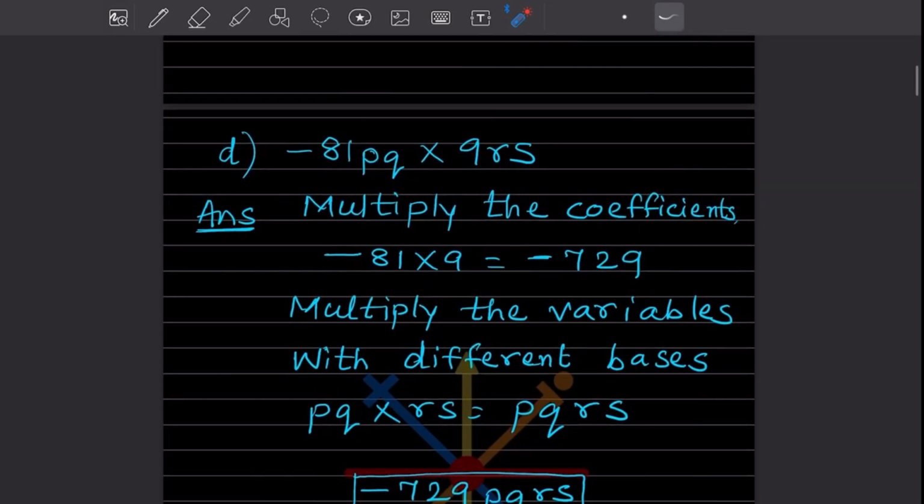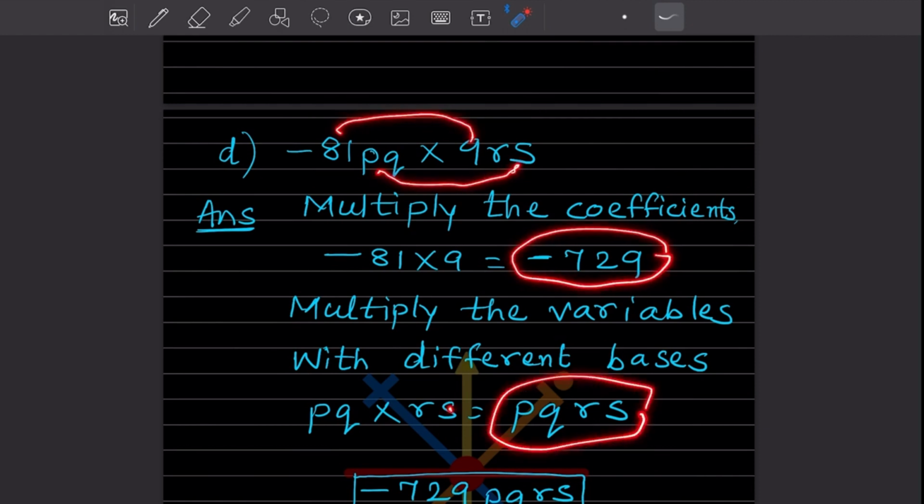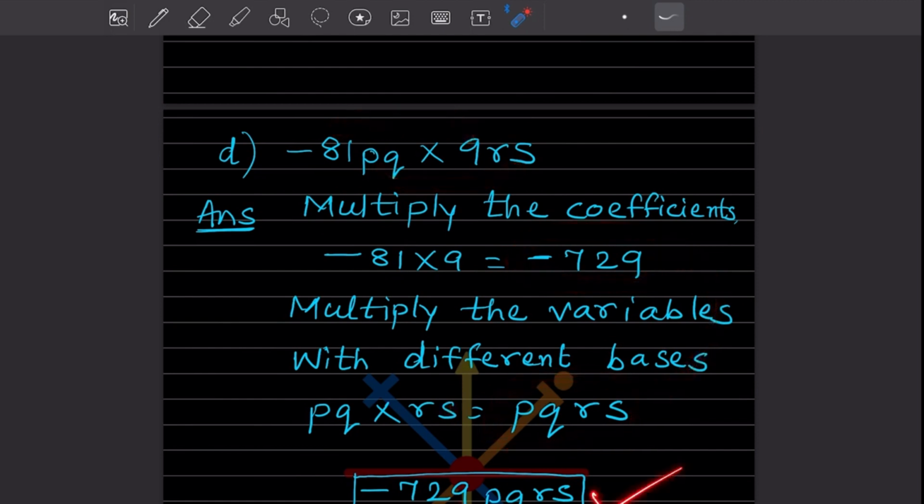Next problem says that this is multiplication. Okay, here is multiplication, so be careful. Now this minus 7 into 9, you have to multiply the coefficients, that is minus 7 times 9. Then what are you going to do? Multiply the variables PQ into RS, that is PQRS. Then bring this together, multiply this together, means minus 63 PQRS.